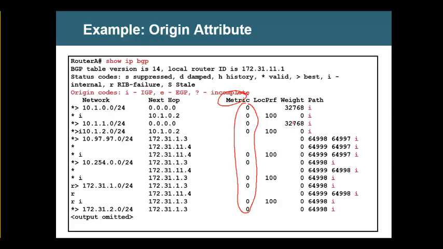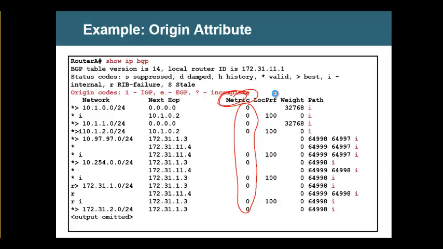MED stands for multi-exit discriminator. Because it is written metric, don't think it is metric. MED is not metric. MED is a metric used when you have multi-exit. Multi-exit not to the multi-homing but to dual homing.